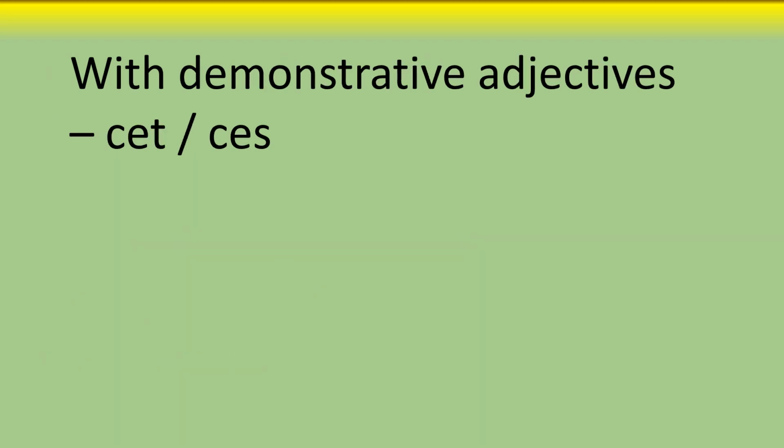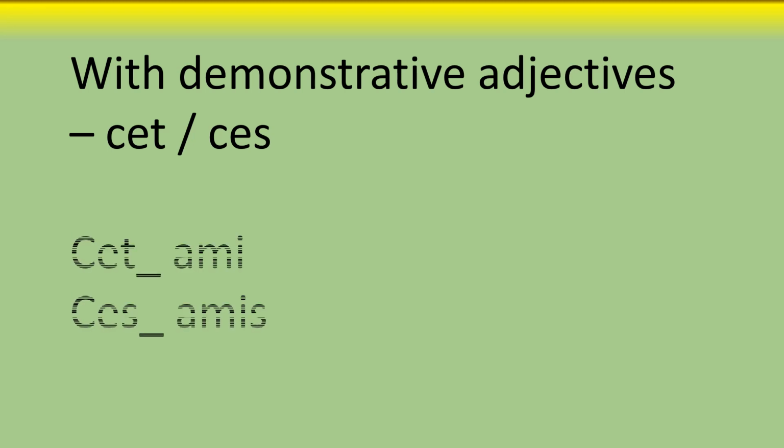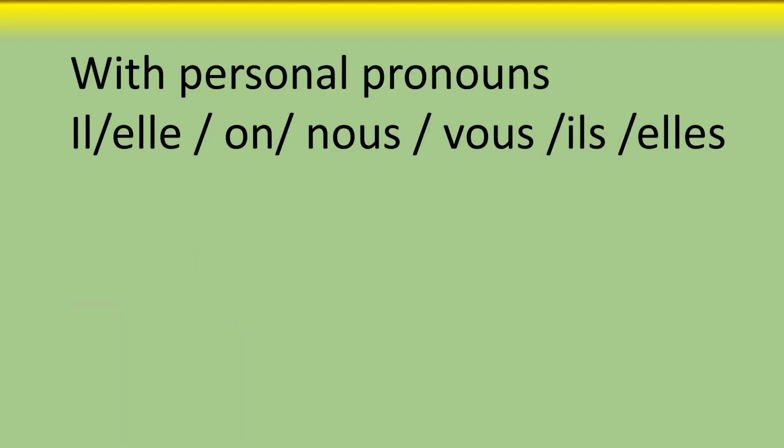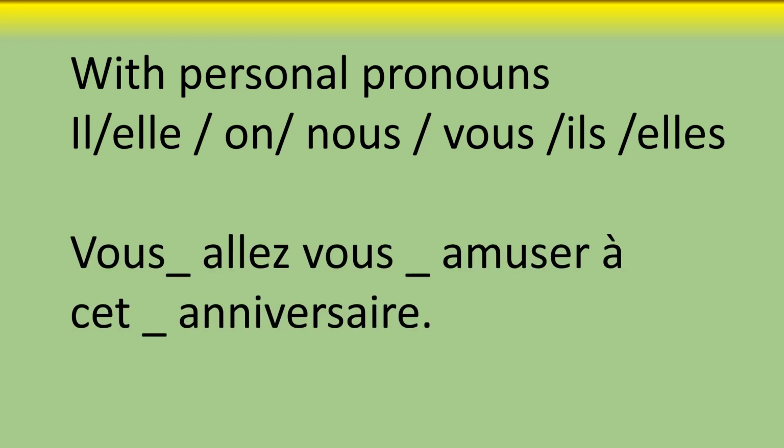You have to make a liaison with demonstrative adjectives like ces, cet ami, ses amis. The liaison is compulsory with personal pronouns such as il, elle, on, nous, vous, ils, elles. And here's an example. Vous_allez vous_amuser à cet_anniversaire. Here I have also added vous amuser. The vous is not a personal pronoun. It is in fact a reflexive pronoun, just to show you that it still works with a reflexive pronoun. You're going to enjoy yourself at this birthday party.